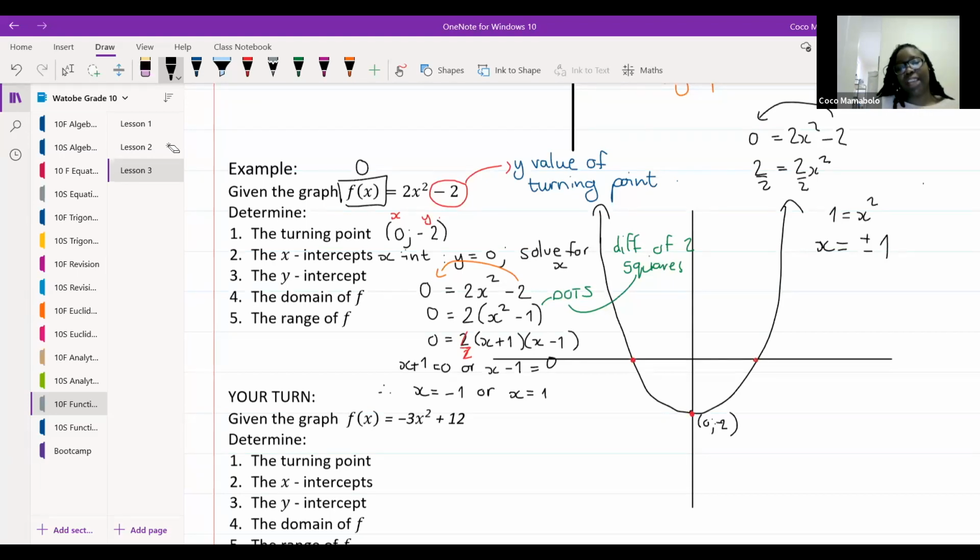So see, that's why I do dots so that I don't forget the other one, because most people just say x is equal to 1. It's not. It's plus or minus 1. Okay, yeah, that makes sense. Okay, excellent, my sweetie.